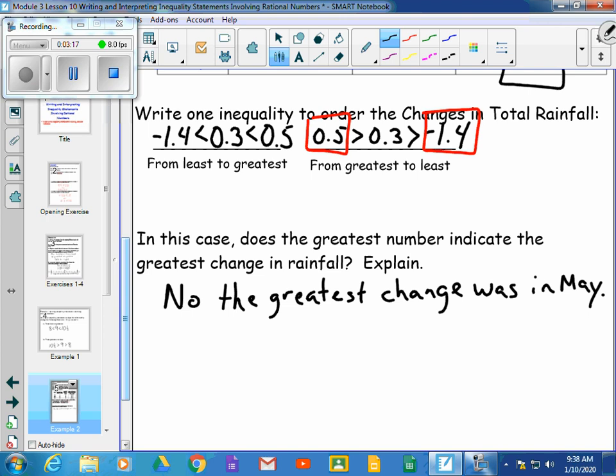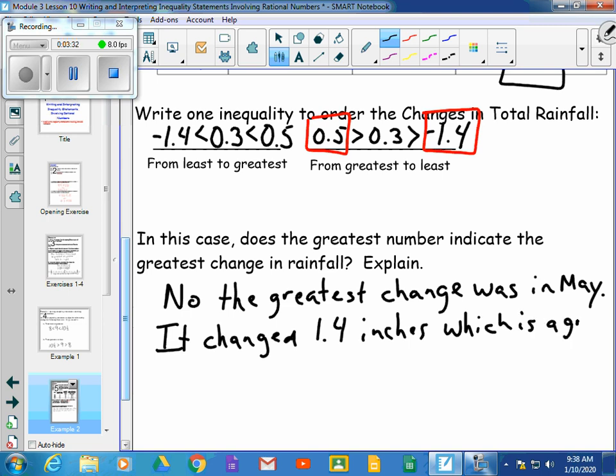It changed 1.4 inches less, which is still a greater change than 0.5.